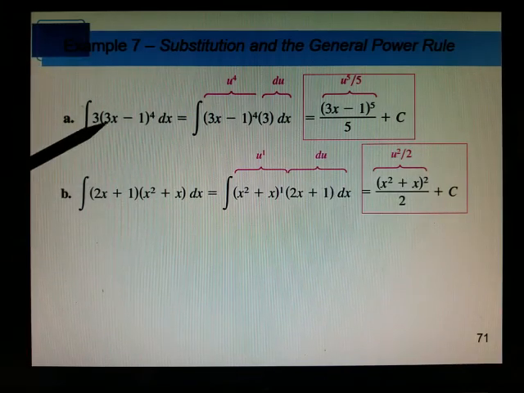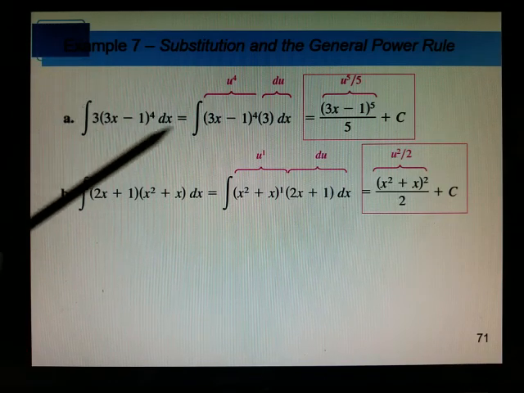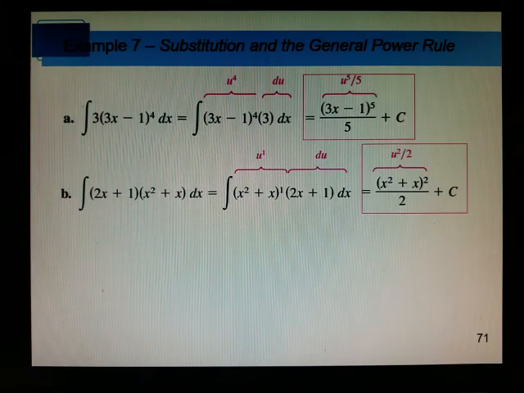They're just showing you how to do it without writing down all the steps. If you prefer to do it this way, that's great. But if it's an open response test, you might want to show a little more steps than this.